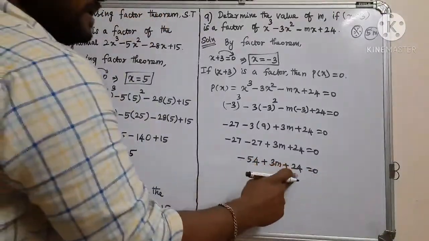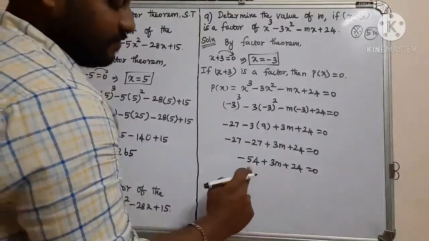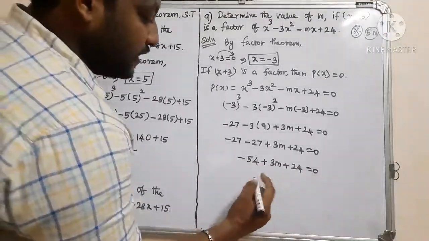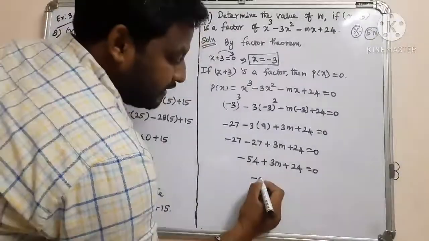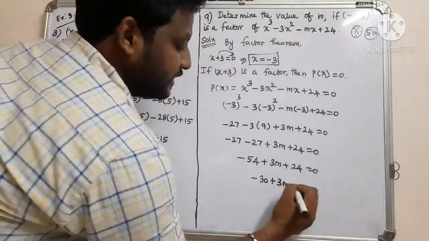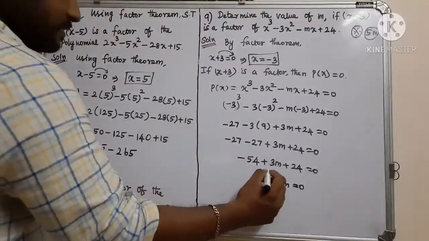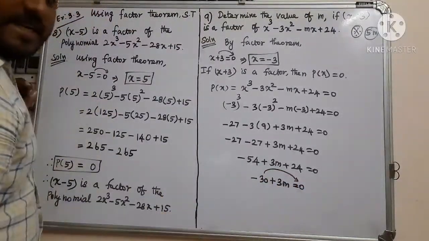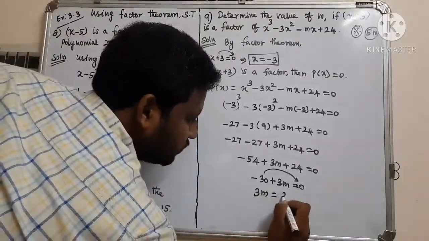So 54 minus 24, so we have to subtract. 54 minus 24 is equal to minus 30. So minus 30 plus 3m is equal to 0. Now we have to find out the value of m. So minus 30 will shift over to the next side. So 3m is equal to 30.